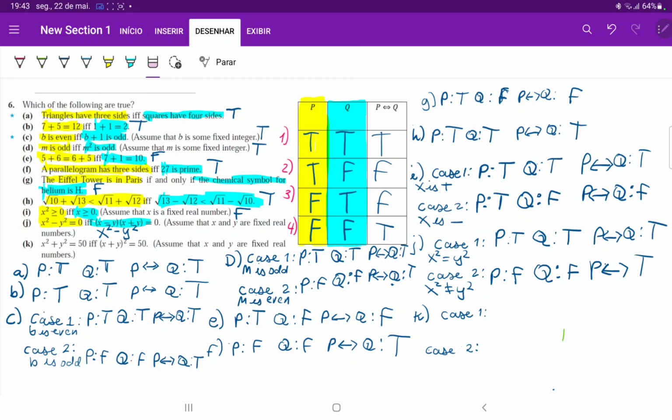So in both cases, whether X squared is equal to Y squared or whether it is not equal, this biconditional statement is always true. So we're going to put here that this is true.